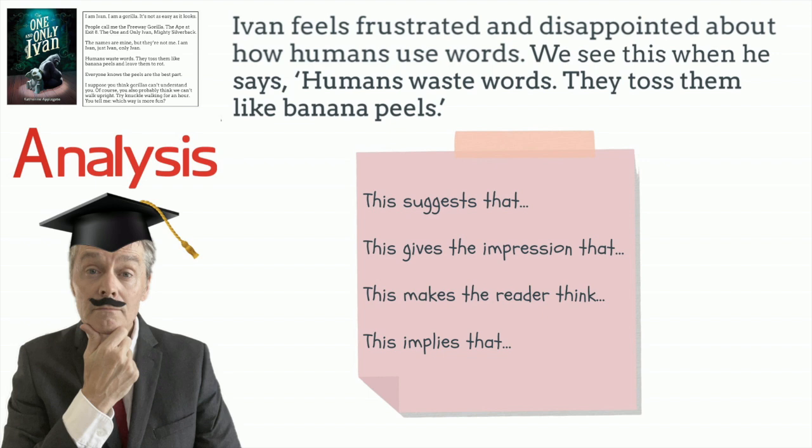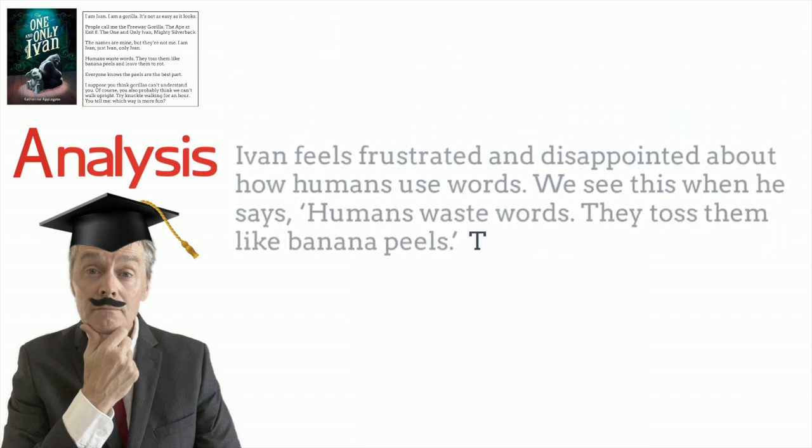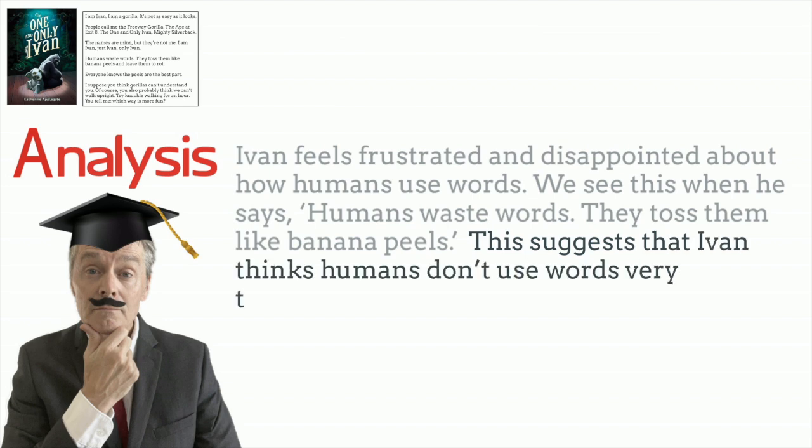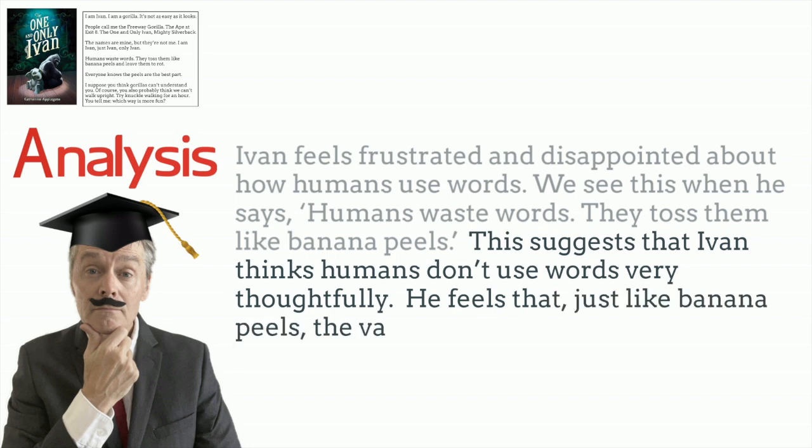This approach makes it clear that this is my interpretation of the text, rather than stating something that is certain or factual. I think, in this case, I'll use this one. This suggests that Ivan thinks humans don't use words very thoughtfully. He feels that, just like banana peels, the value of words is often ignored by them.